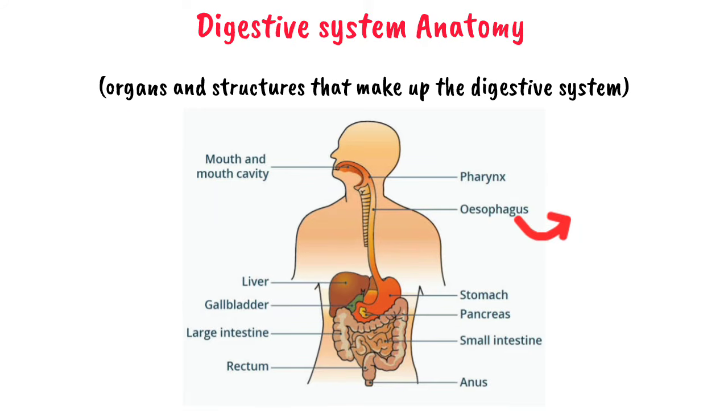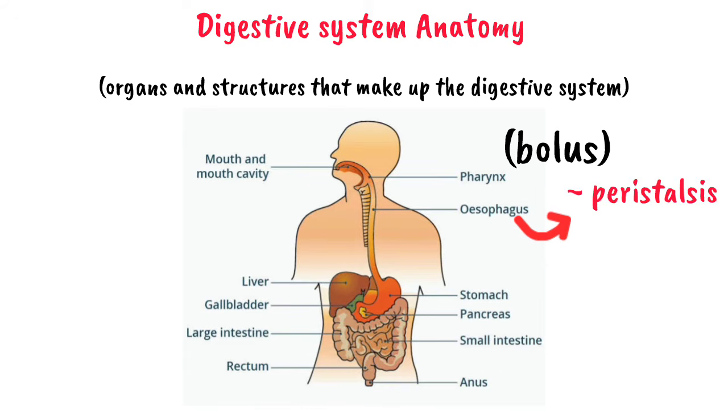Now, number two is the pharynx and the esophagus. So once food is chewed and mixed with saliva, it becomes a soft mass called the bolus. And the bolus travels through the pharynx and the esophagus. The pharynx, which is the throat, connects the mouth to the esophagus, and the esophagus is a muscular tube that transports food to the stomach through a process called peristalsis.